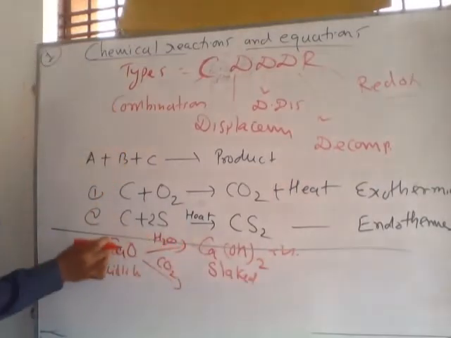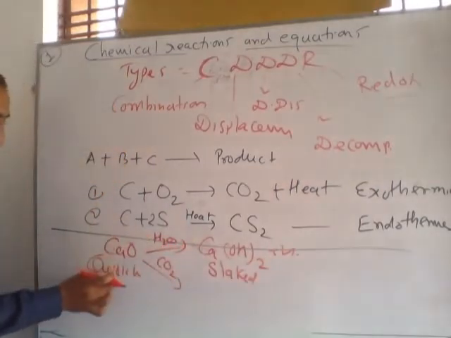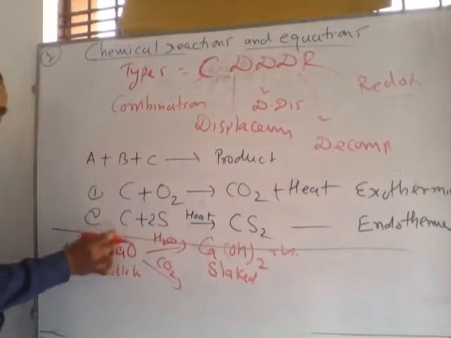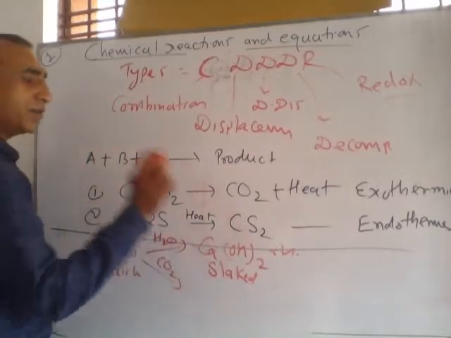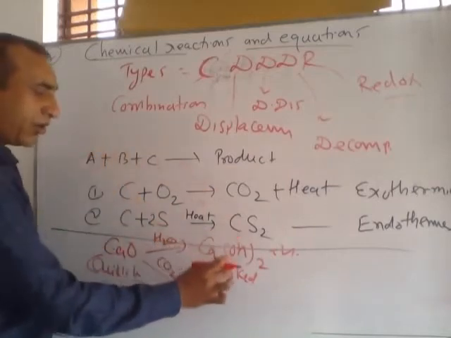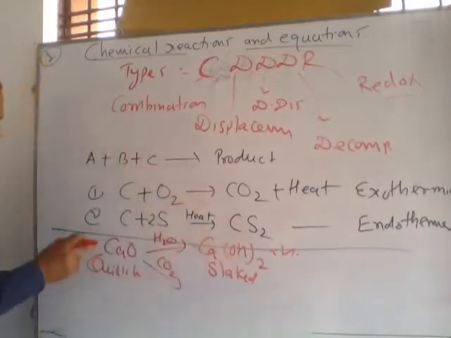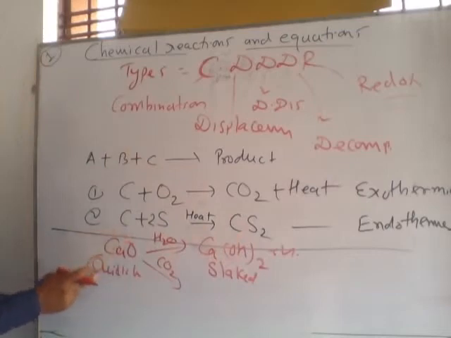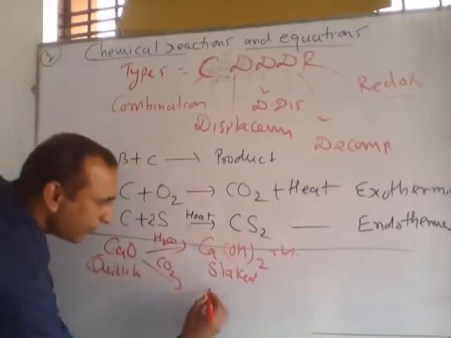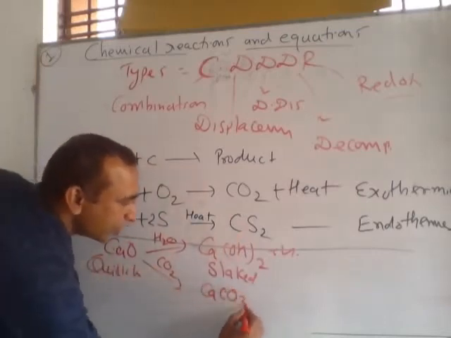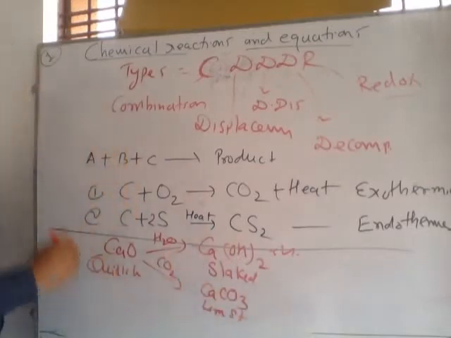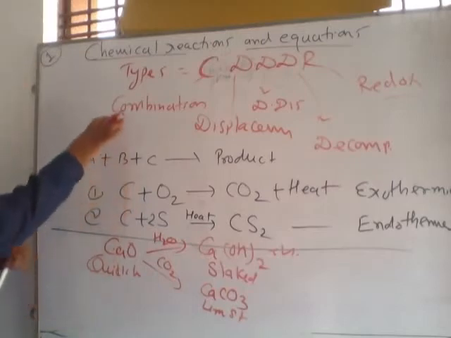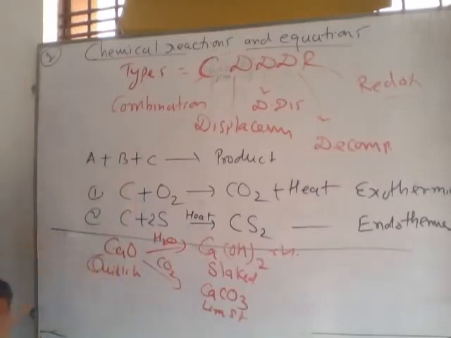Listen, in this reaction calcium oxide, meaning quicklime, is one reactant, water is another reactant. These 2 reactants are combining and giving a single product, that is calcium hydroxide, also called slaked lime. When calcium oxide, meaning quicklime, absorbs CO2, it forms CaCO3. CaCO3 is called limestone. So this is also a combination reaction. So these are 4 different examples of combination reaction.